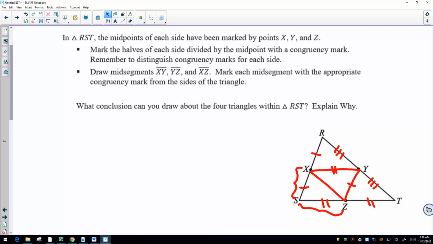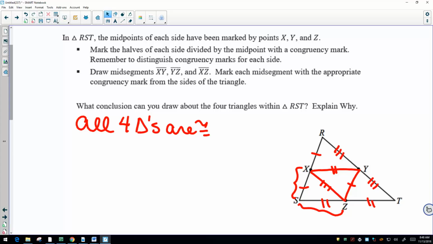And if I follow that same process around, XZ is also a midsegment, and it would be half the length of RT. So I could see that would get 3 marks. So now they're saying, what conclusions can you draw about the 4 triangles? If I look at the 4 triangles, I can see that all of these triangles, all 4 triangles, are going to be congruent.